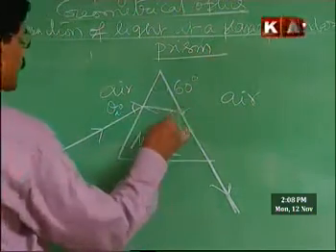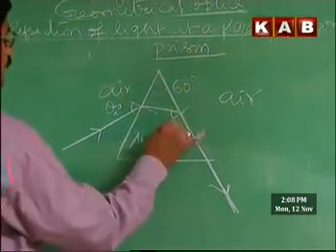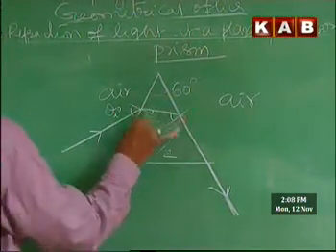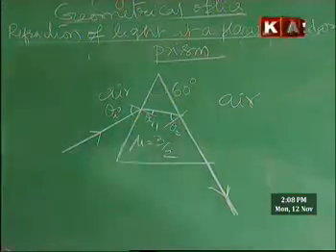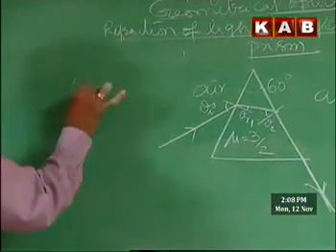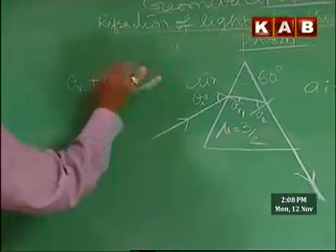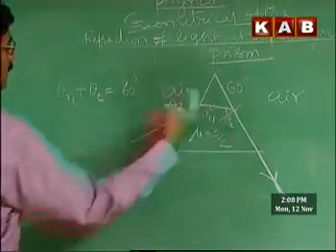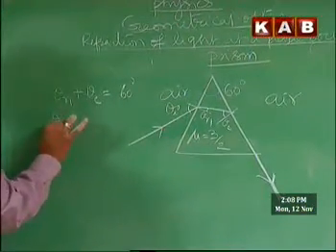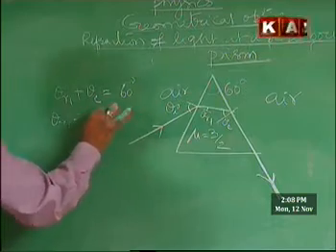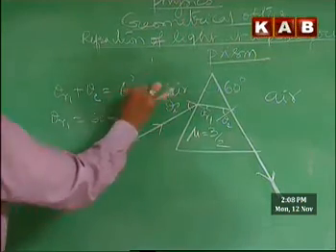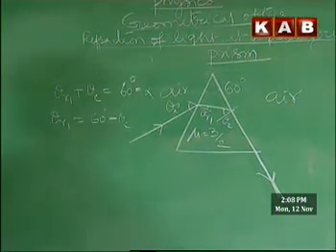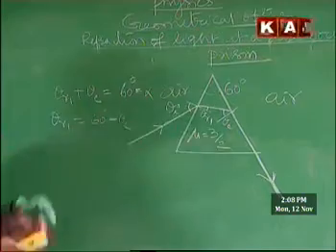So we write like this. This has to be theta c. This is theta r1, and theta r1 plus theta c is equal to 60 degrees because the angle of the prism is the sum of these two angles. Therefore, theta r1 is 60 degrees minus theta c.